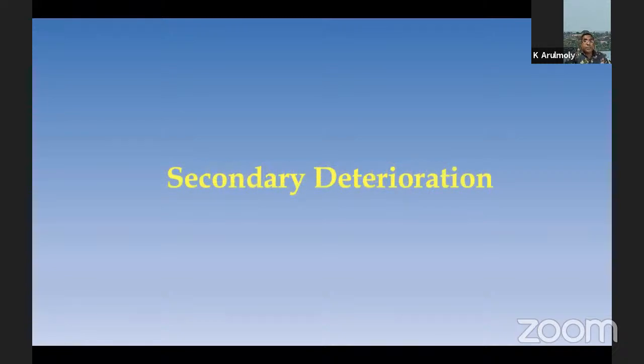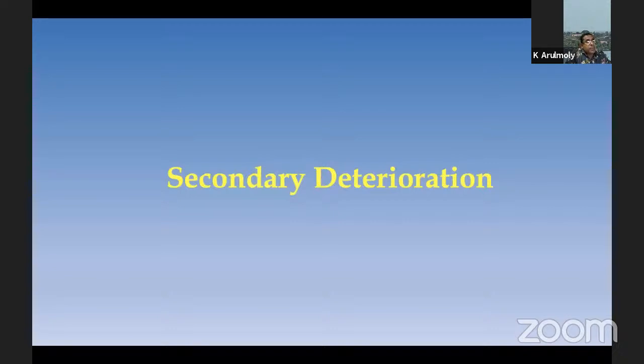Next slide, please. So, secondary deterioration. A patient will come with COVID pneumonia. So you start treatment according to the protocol. So if there is hypoxia, you start dexamethasone. So first day, second day, third day, then the patient may deteriorate. So what is the cause for the deterioration? You give dexamethasone. Dexamethasone is a proven treatment in COVID pneumonia.